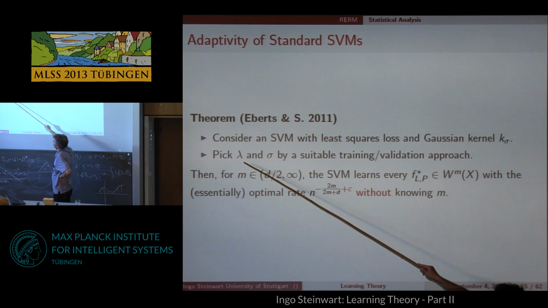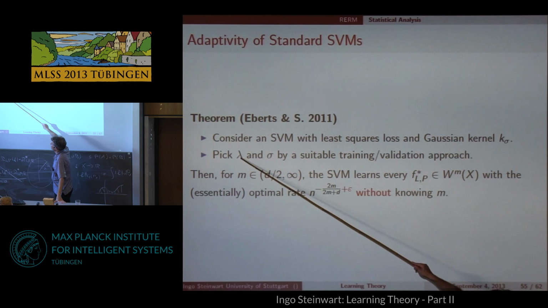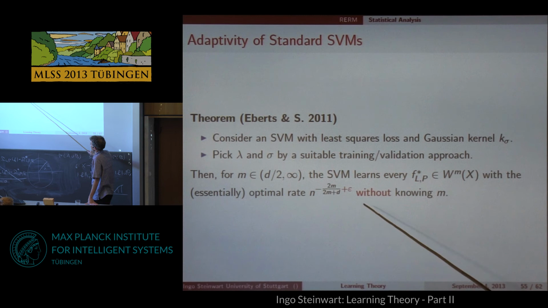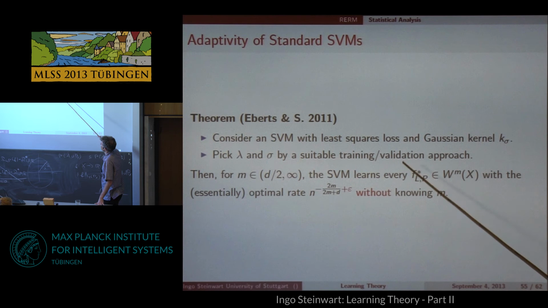If we pick lambda and sigma by a suitable training and validation approach, which is exactly the same as we've done previously, the only difference is that we not only have to consider a candidate set for lambda, but also a candidate set for sigma. This is what you would do in practice. Then, whatever smoothness our target function has, we can achieve the rates up to some arbitrarily small epsilon. So, up to this arbitrarily small epsilon, this method is really adaptive. It does not need to know the smoothness of the target function, it just works.